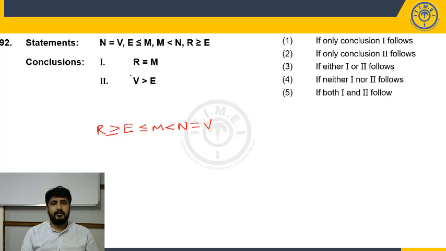Now what are the conclusions? R equal to M. Between R and M we have opposite signs. So it does not follow. V greater than or equal to E. Between E and V, what is the relation? Less than or equal to, and less than, leads to less than. So what can I say? E less than V, which is as good as V greater than E. So only 2 follows. Choice 2.